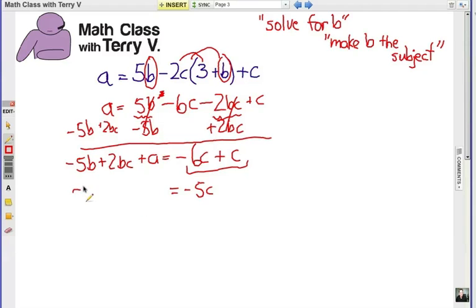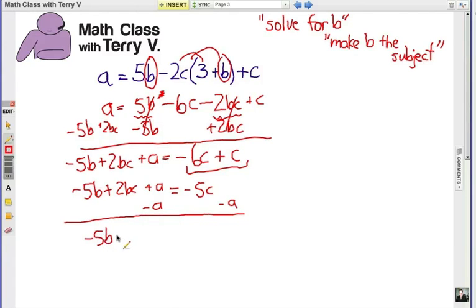So I'm going to go ahead and rewrite what we've got here. And notice the only thing on the left side that does not have a B variable in it is this A here. So let's go ahead and get rid of that by subtracting it on both sides. Hopefully we can, in an organized way, see what we've got. Negative 5B plus 2BC equals negative 5C negative A.